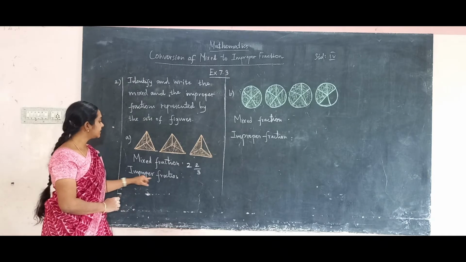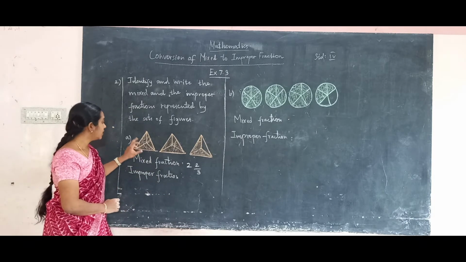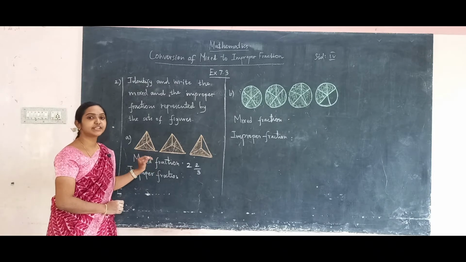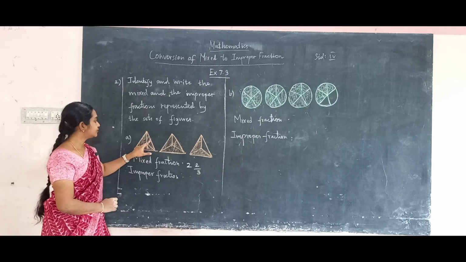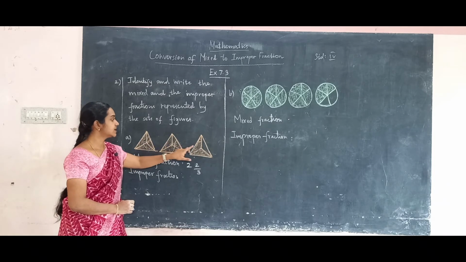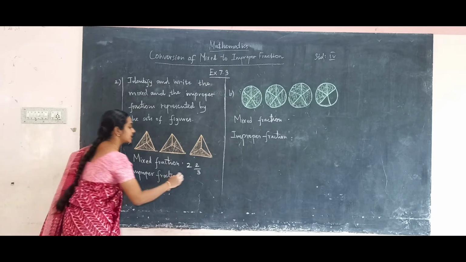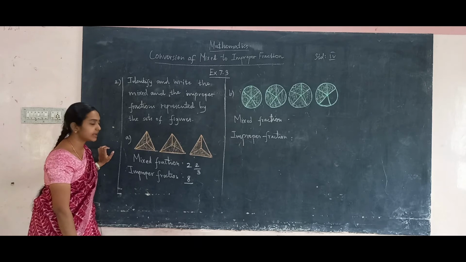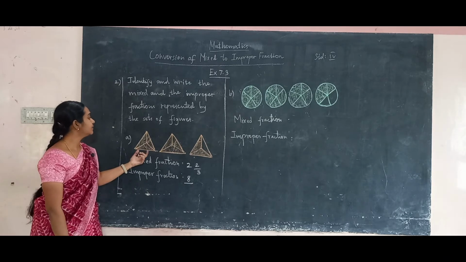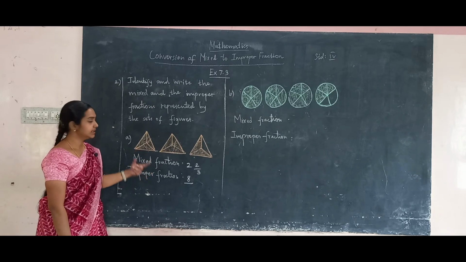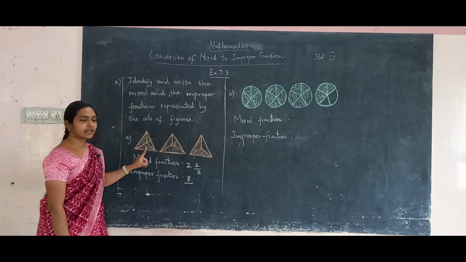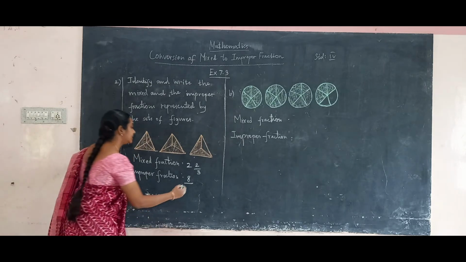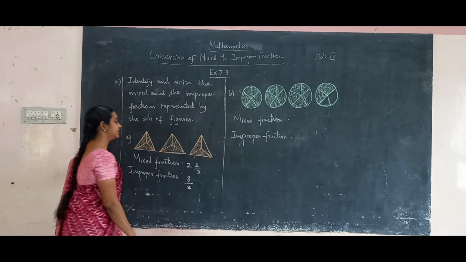Next, we are going to find the improper fraction. For the improper fraction, we have to count how many parts are shaded. 1, 2, 3, 4, 5, 6, 7, 8. 8 parts are totally shaded. So write 8 in the numerator. And next, how many parts is a whole divided into? Here, a whole is divided into 3 parts. 1, 2 and 3. So write 3 in the denominator.